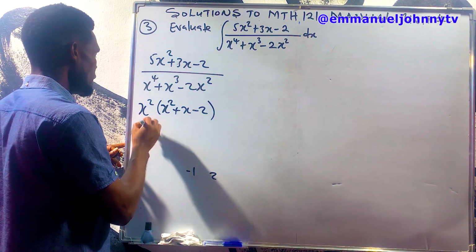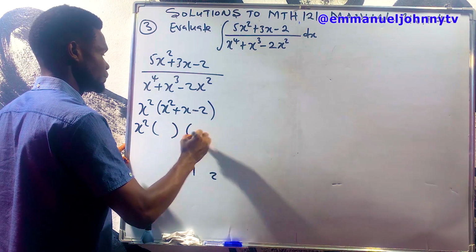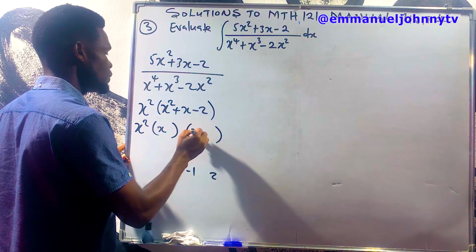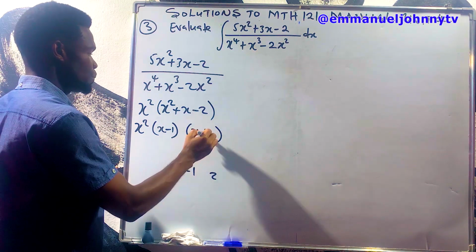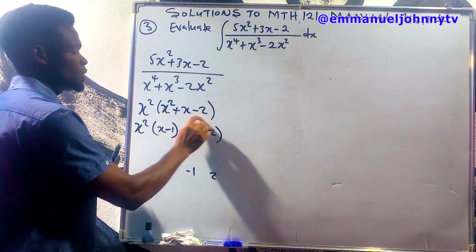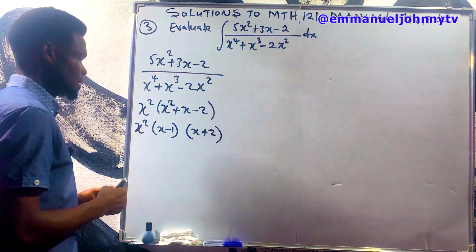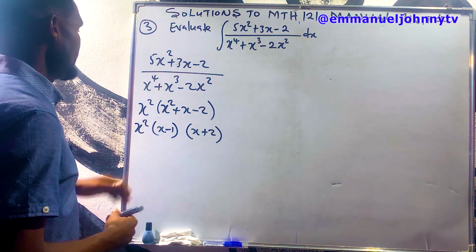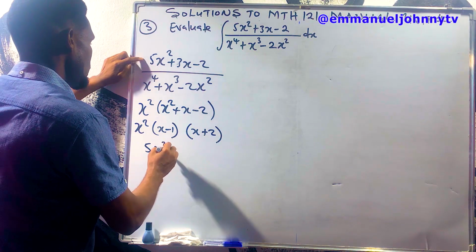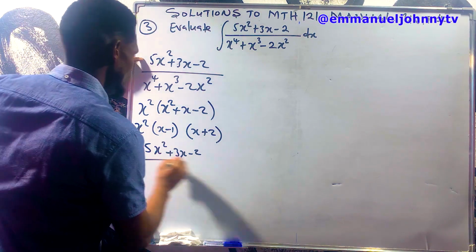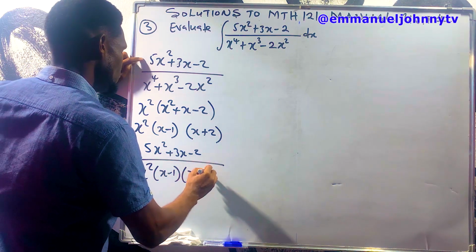So this is the first term here, x squared into, open two brackets, put x in the first bracket, put x in the second bracket. Bring in these values. So put minus 1, put plus 2. You have finished factorizing this expression. So the next thing you do now is take this and substitute it here. So you have 5x squared plus 3x minus 2 all over x squared into x minus 1 into x plus 2.